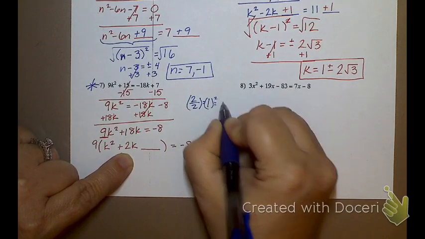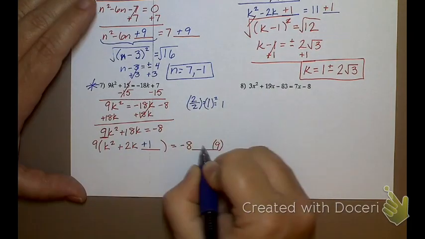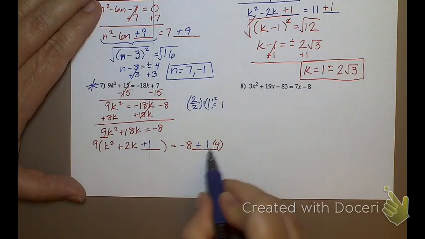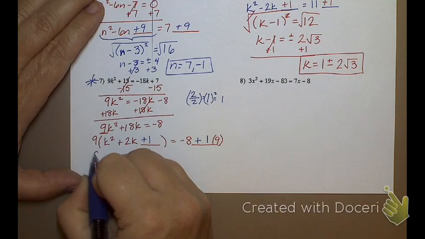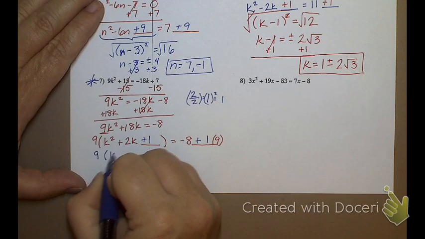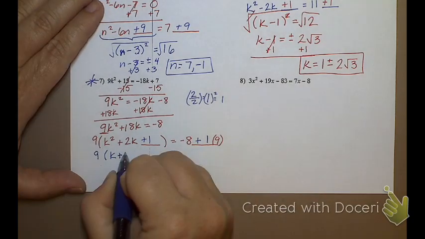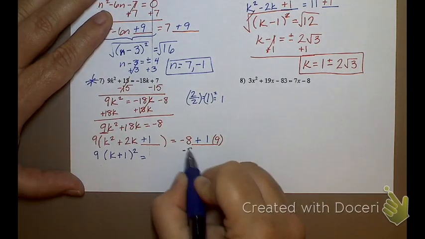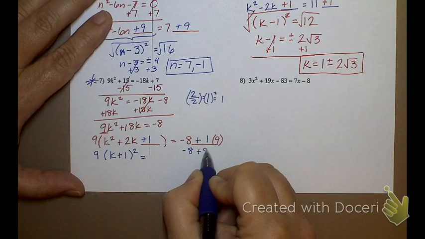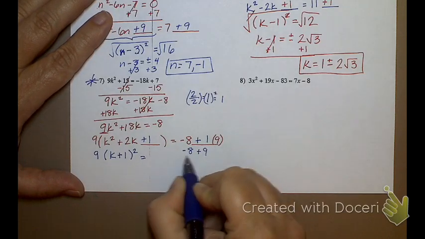Squared is 1. So plus 1 and plus 1, and I already have the times 9 there, so I'll figure that out in a minute. So it's 9. So I have 9 parentheses (K plus 1) squared equals, this is negative 8 plus 9. 1 times 9 is 9, and that is 1.